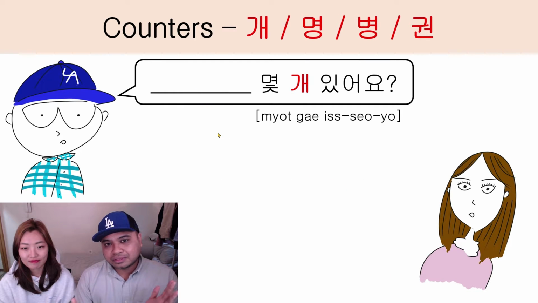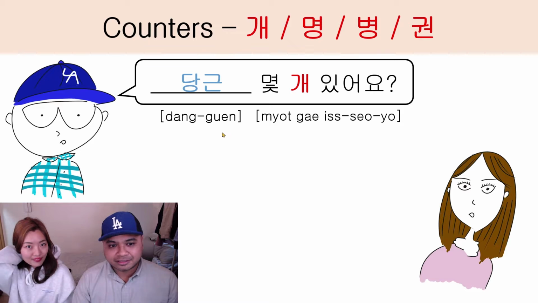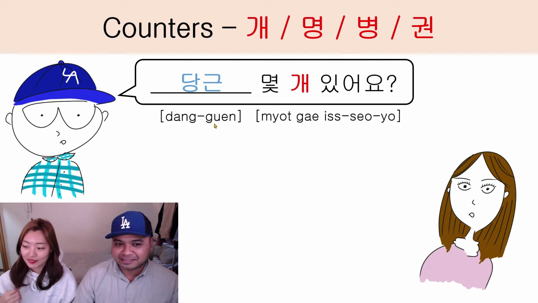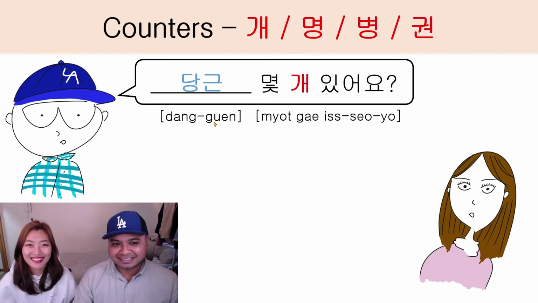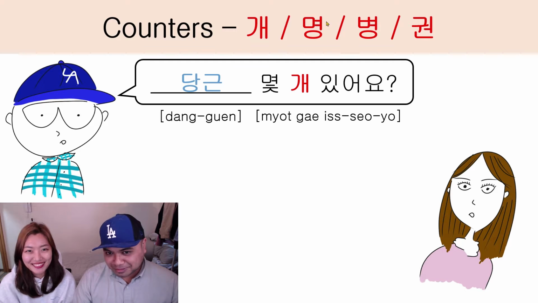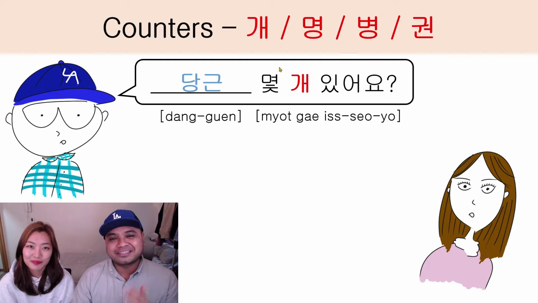Now let's do another object. Let's do carrot. 당근. Man, I cannot say it correctly. 당근. Yeah, so 당근 means carrot. We use the counter 개 because it's not a bottle, not people, it's not a person, it's not a bottle, and it's not a book. So we can use 개.